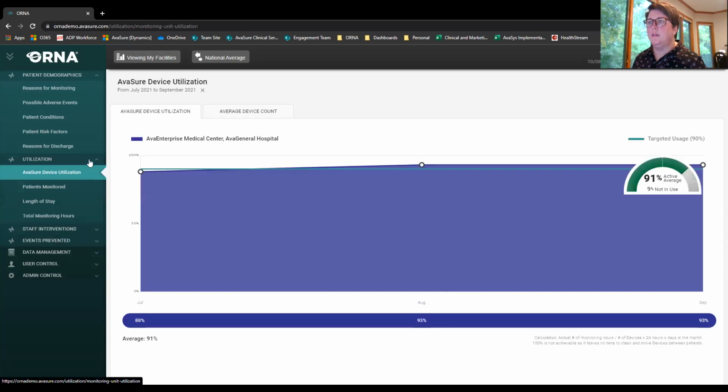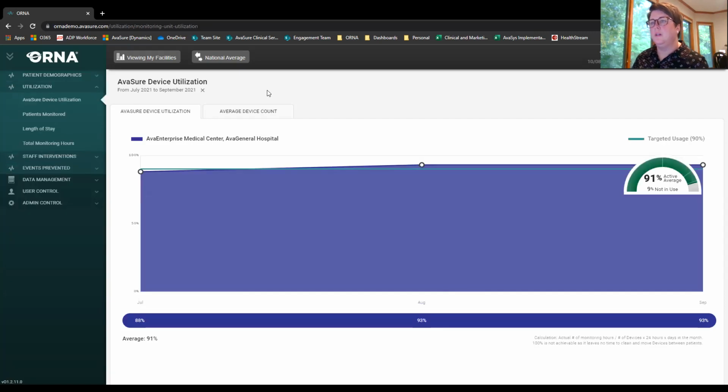The next area that we want to take a look at is the utilization. The utilization graph is kind of exciting to look at every month because it helps the site know how many devices they're monitoring month after month. You can see here that AvaSure has placed a 90% target average. There's really no comparison data here because every site has their own utilization goal. AvaSure obviously recommends 90%, so we're just going to keep the target line there.